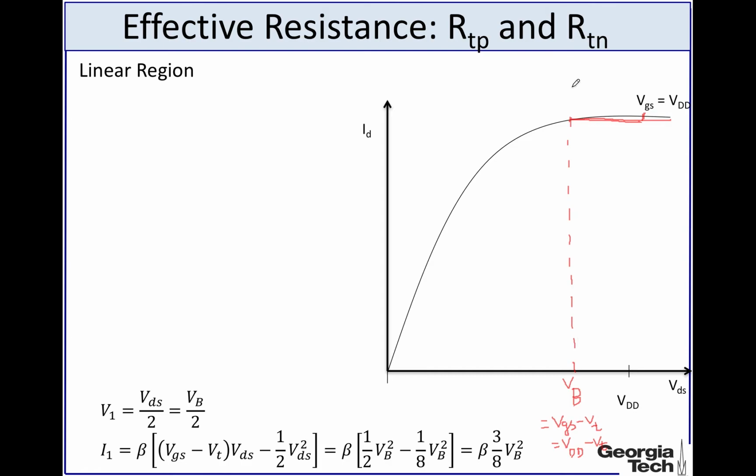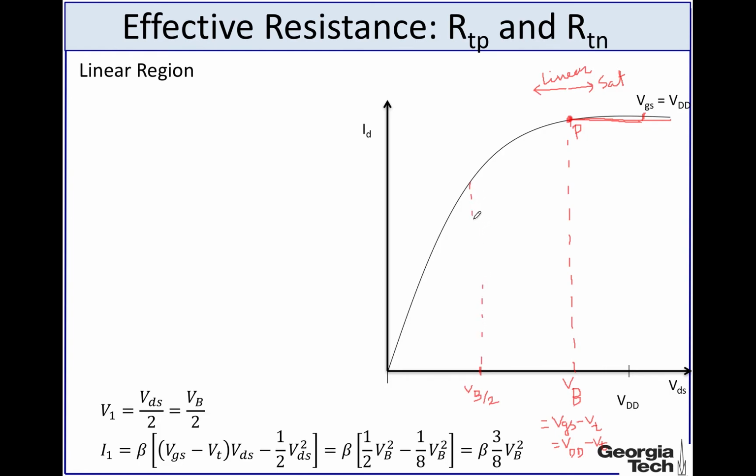Let's say this point is what we call point P. To the right of it is the saturation region, and to the left of it is the linear region. Let us first try to calculate the average resistance in the linear region. By average resistance, what we mean is that, let's say this is VDSAT, so we take a voltage that is VDSAT over 2.